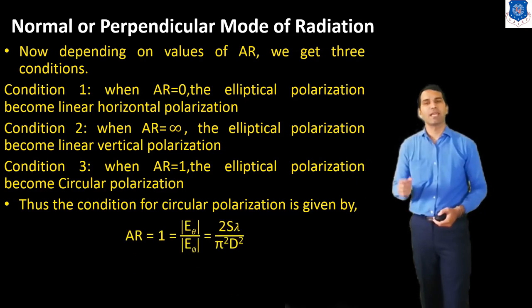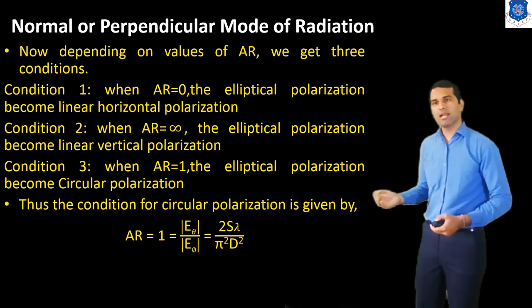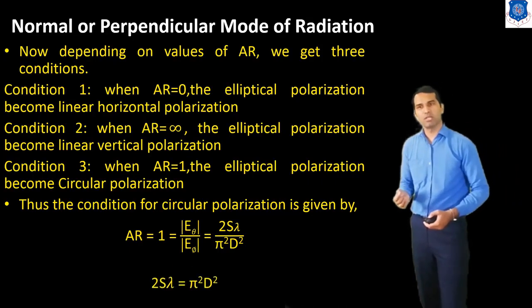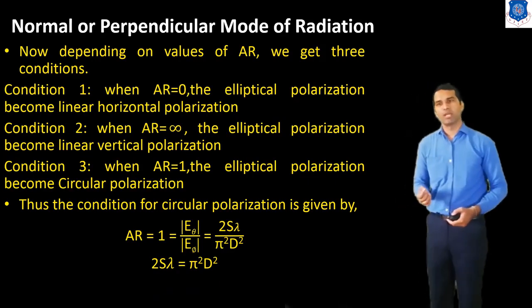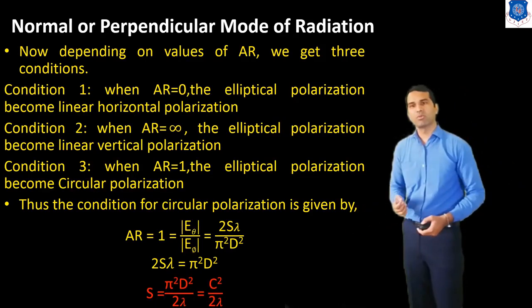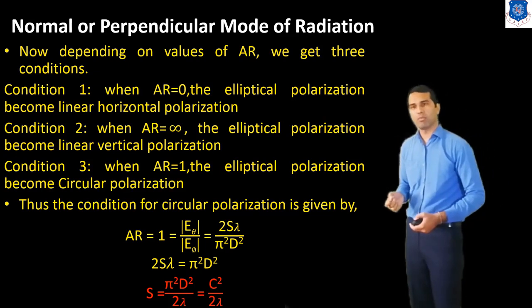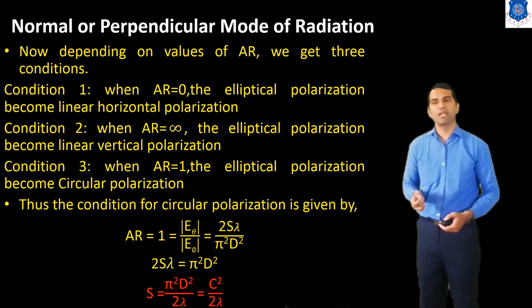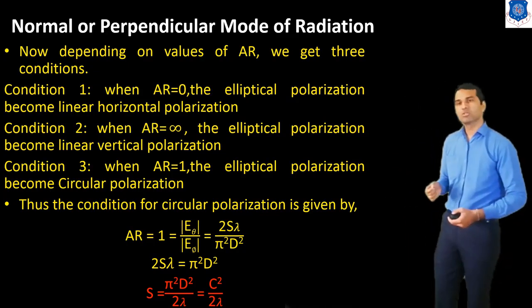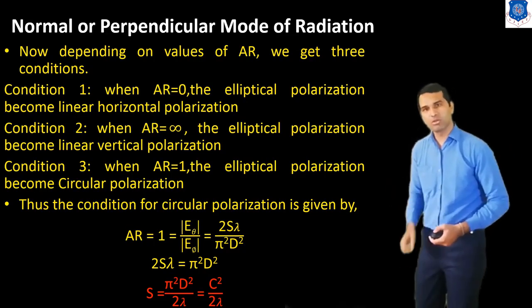So we can write AR equals 1. We have the equation for AR, 2 S lambda upon pi squared d squared. From this we get the value of S equals pi squared d squared upon 2 lambda. And we know that pi into d is nothing but C. So we can write S equals C squared upon 2 lambda.